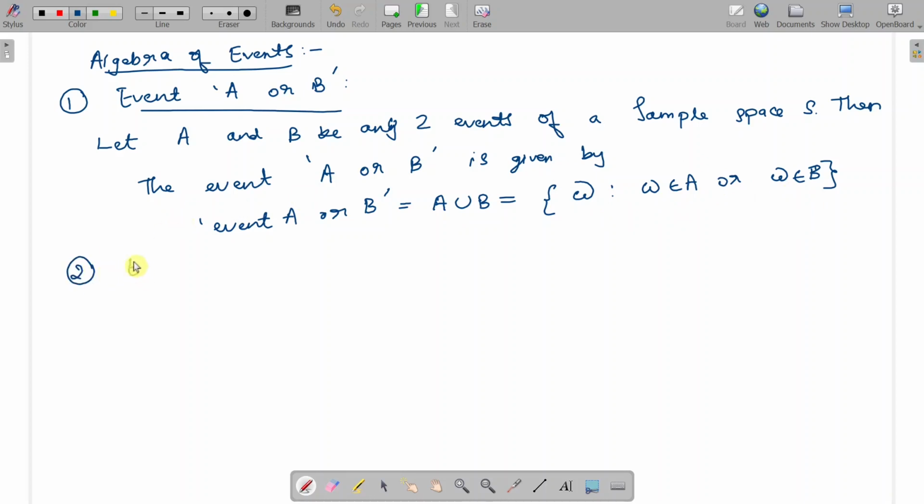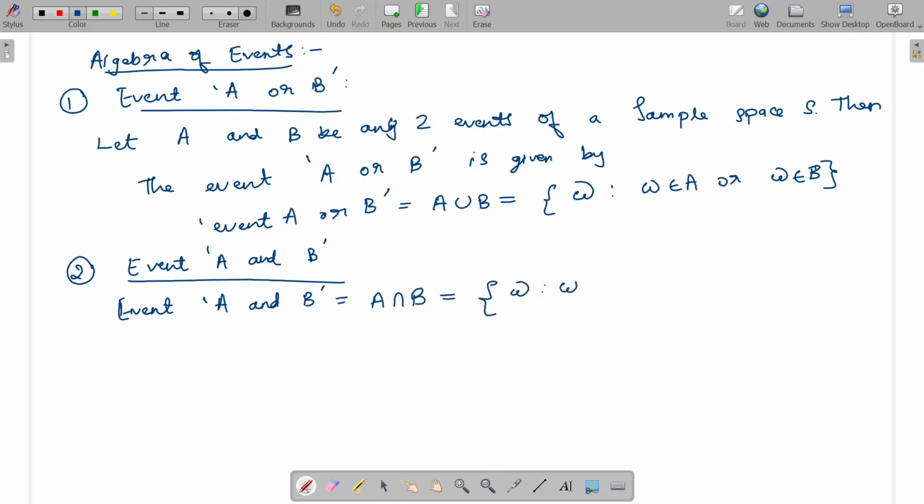Now the second one, event A and B. So directly we'll take that event A and B is denoted as A intersection B, right? So that is equal to omega such that omega belongs to A and omega belongs to B. So A intersection B event means if you take any element in the intersection, that element should belong to A as well as B.